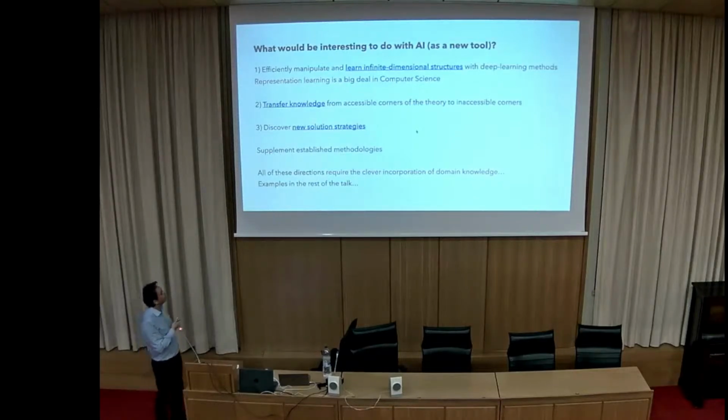Another thing that we might want to do is to learn how to transfer knowledge from accessible corners of the theory to inaccessible corners. And, as I will mention later on, there are many situations where we have a quantum field theory, or some quantum system or some other physical system. We understand part of the story in some easily accessible corner, but then it's very hard to really understand the full story. Can we transfer knowledge from what we understand to the more complicated general picture? Another thing we can do is try to discover new solution strategies. We're solving problems, so maybe we can find some new ways of solving them.